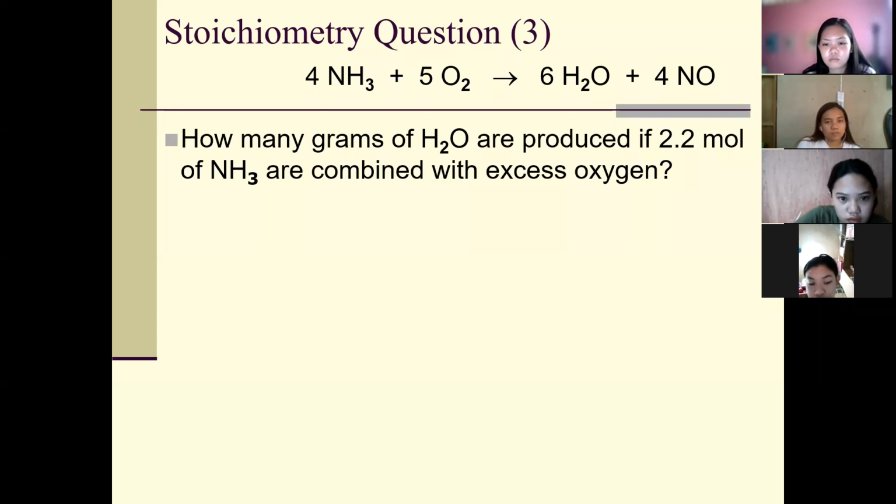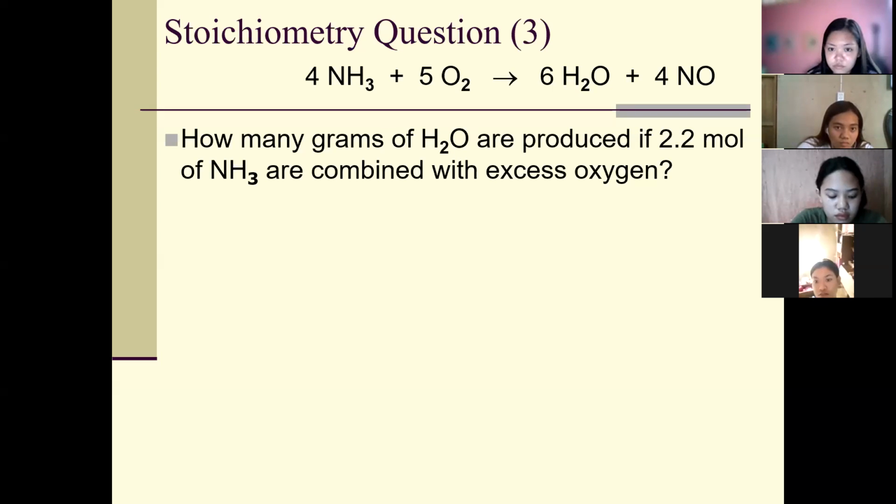I'll give you time to copy the problem. I'll also give you a copy of this slide. But go ahead, those who are here in school, you can copy the problem, and then let's solve it later. We have here: how many grams of water are produced if 2.2 moles of ammonia are combined with excess oxygen? This is another one. We are done with moles to moles. This time, the given is in moles, but what is asked here is the amount in grams. So let's identify which part of our pattern we are going to use.